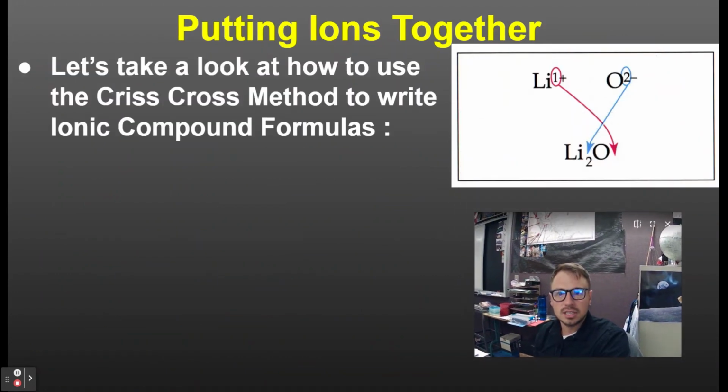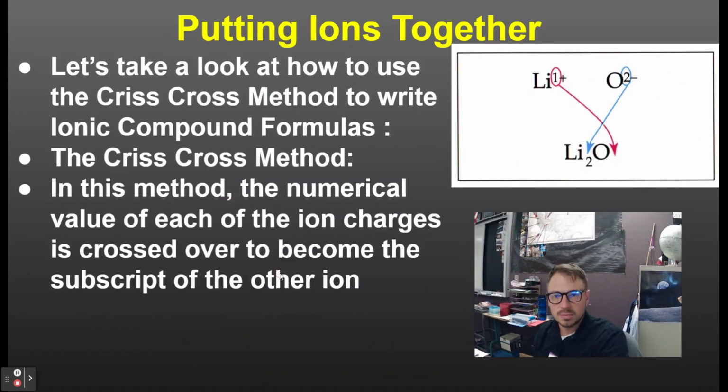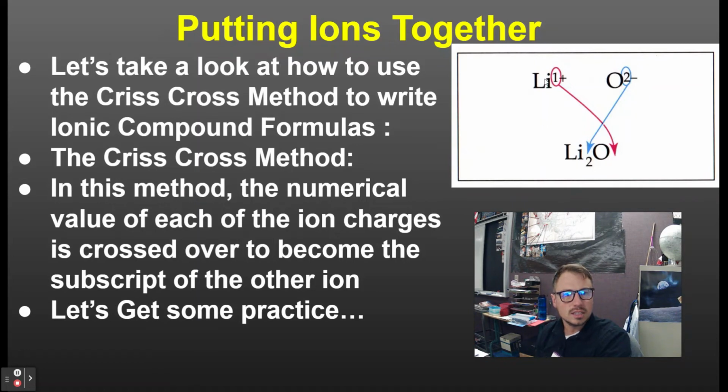Now, putting ions together, right? Let's take a look at the crisscross method. So sometimes it works out perfectly. Hey, my cation has a 1 positive charge and my anion has 1 negative charge, or my cation has 2 positive charges and my anion has 2 negative charges. So I only need one of each to get a neutral compound. But if those don't match, we can use the crisscross method. So if we look at lithium oxide, lithium is in group 1, so it's going to give up 1 valence electron to become a positive 1 cation.